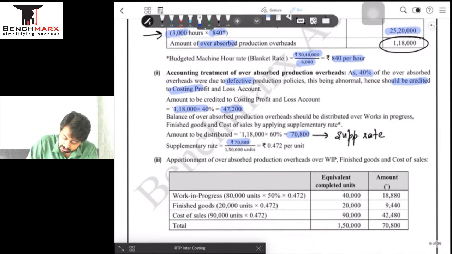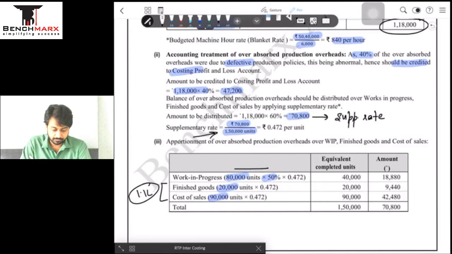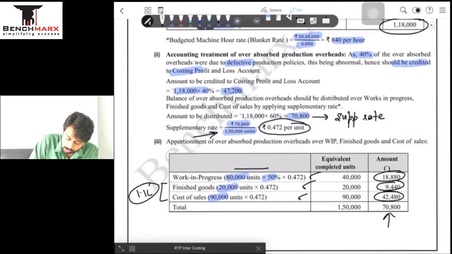As I said, I will divide 70 with 1,50,000, and 1,50,000 ka derivation is nothing but 80,000 into 50%, and this 20 is FG and this FG 90 is sold. That means ye apna ho gaya 1,10,000. So 1,10,000 here and 40,000 here is 1,50,000, and this is my supplementary rate. Once I get my supplementary rate, I will use this here, here, and here, and I will get the amount column that needs to be allocated from 70,800, which is this amount itself.